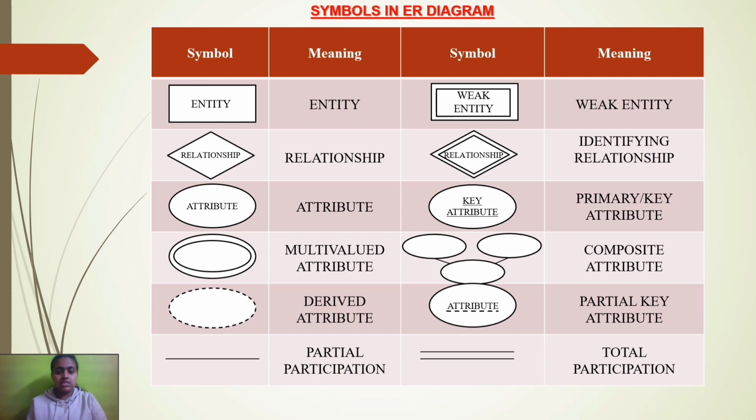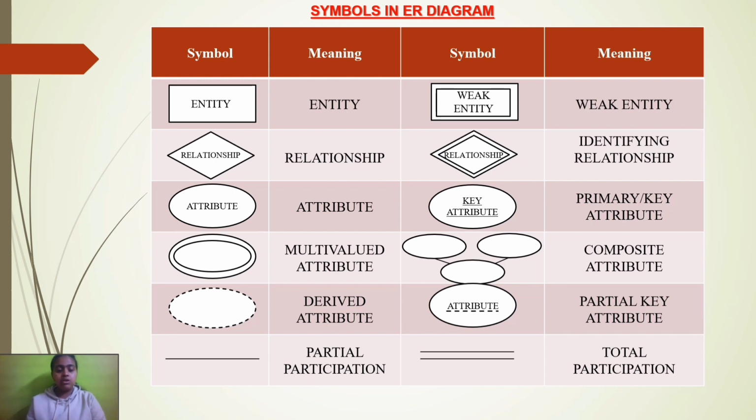Now we will see the symbols used in ER diagram. A strong entity or an entity is represented using a rectangle. A weak entity is represented using a concentric rectangle. Relationship is represented using a diamond shape. Identifying relationship is represented using a concentric diamond shape.